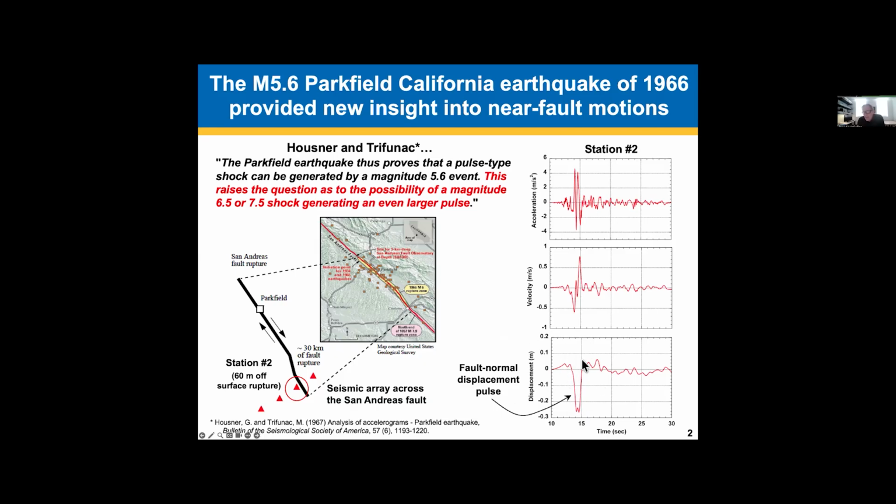And there was a lot of speculation about that at the time. Certain people thought the instrumentation was messed up, and there was erroneous data. But as we know today, that was a real phenomenon. And I just wanted to draw your attention to some of the dialogue in that paper. If you haven't looked at that paper, it would be really informative to read it. I've highlighted it in red. This raises the question as to the possibility of a magnitude 6.5 or 7.5 shock generating an even larger pulse. Although they said that, they tended to think that that was probably not very common in that paper.